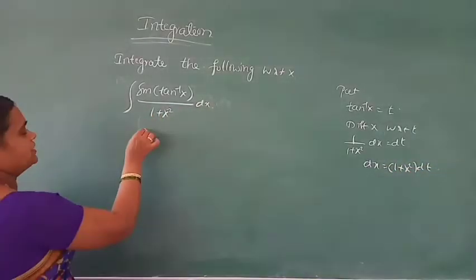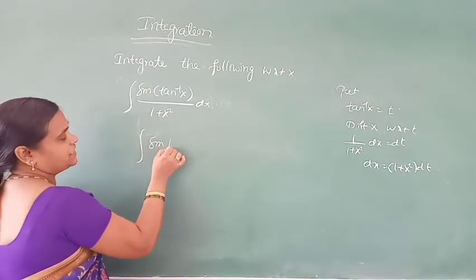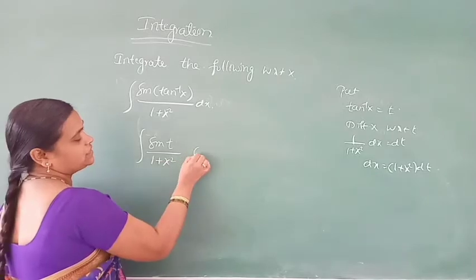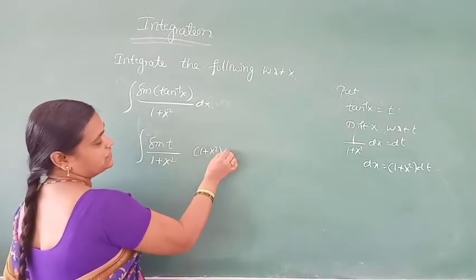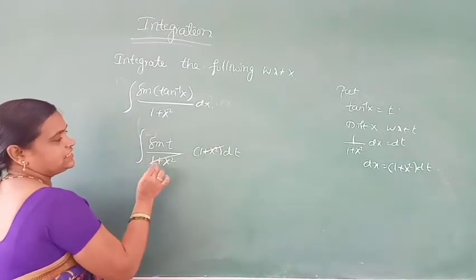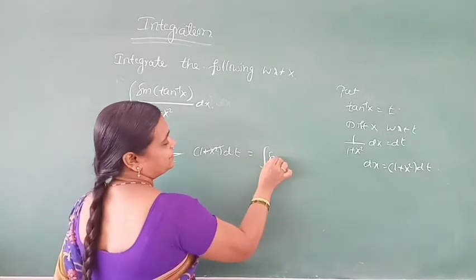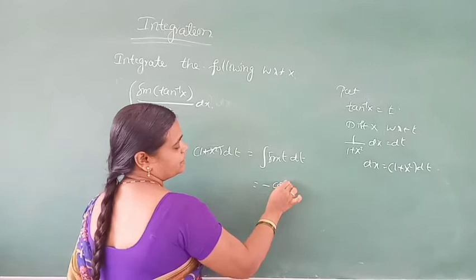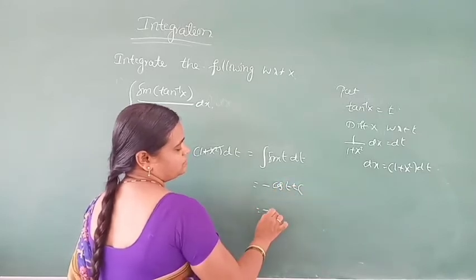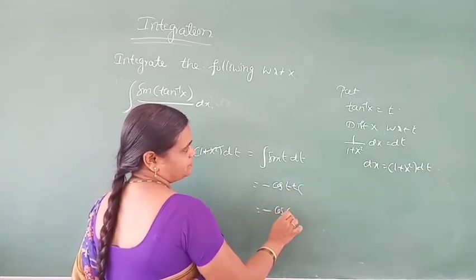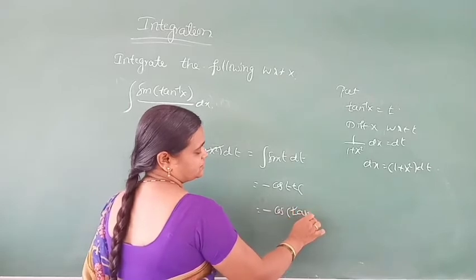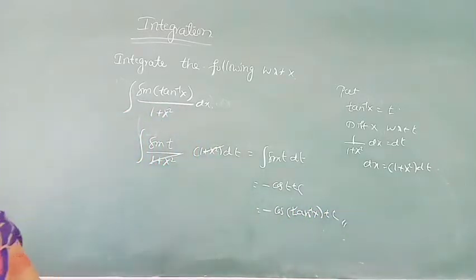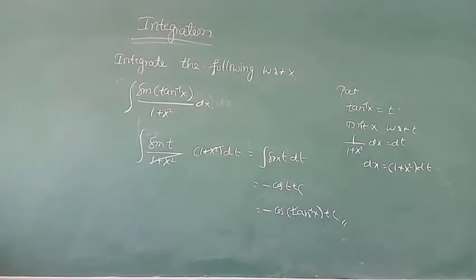Then apply the integration: sine of tan inverse x is t, divided by 1 plus x square, and dx is 1 plus x square dt. These get cancelled. Left with integration of sin t dt. And we know that the integration of sin t is minus cos t plus c. Minus cos t is what? Minus cos of tan inverse x plus c. This is how we can do the example.